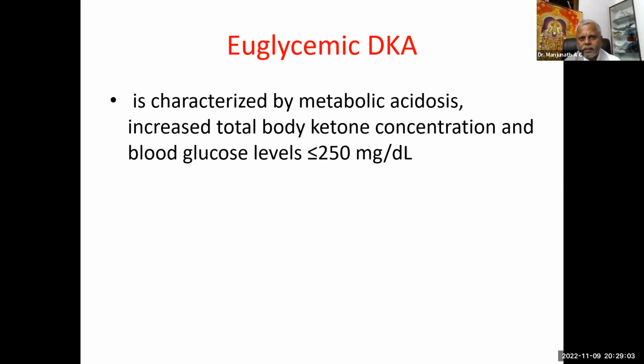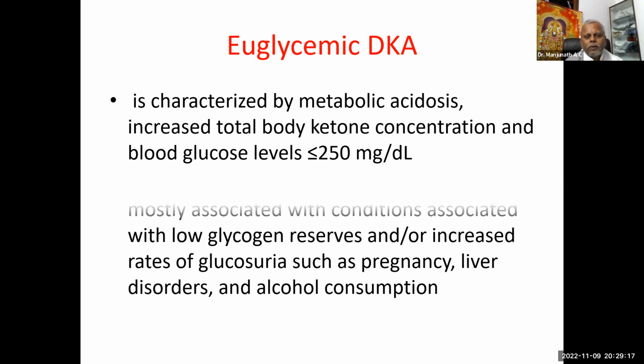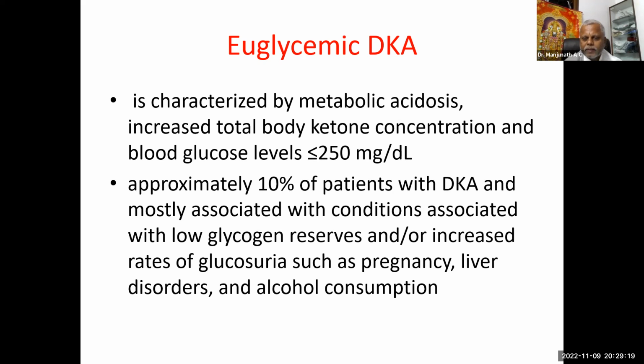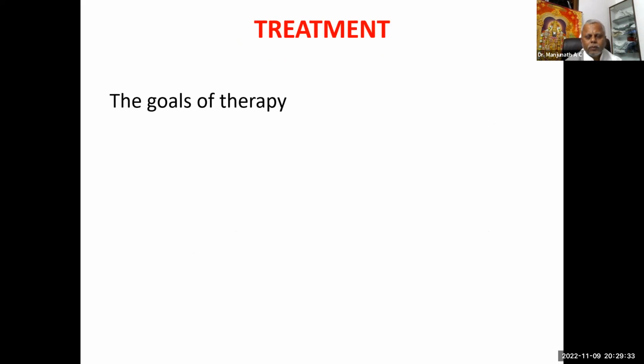What about euglycemic diabetic ketoacidosis? It is characterized by metabolic acidosis, increased total body ketone concentration, and blood glucose levels that remain less than 250. So this is also seen in 10% of the patients with diabetic ketoacidosis. Mostly associated with conditions of low glycogen reserves or increased rate of glucosuria, such as pregnancy, liver disorders, and even in alcohol consumption. So what is the treatment for diabetic ketoacidosis?